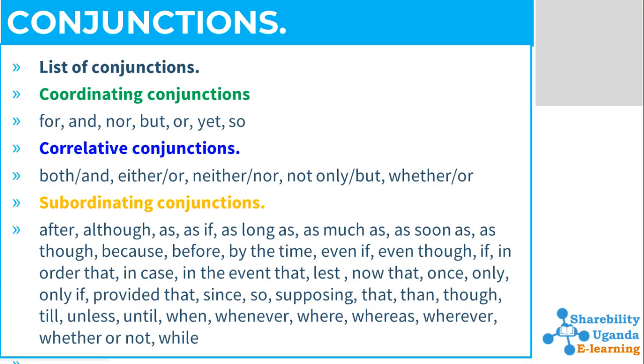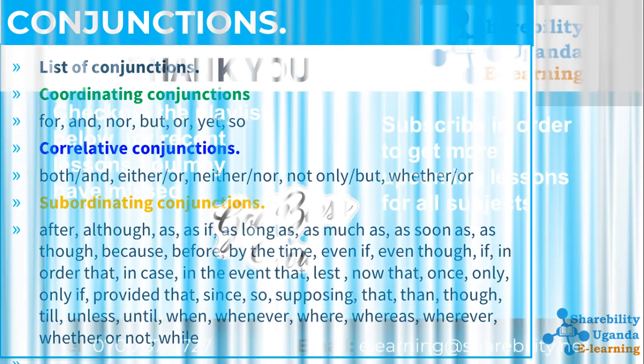Well, as we've come to the end of our episode, this is the list of conjunctions. We have coordinating conjunctions, which include for, and, nor, but, or, yet, and so. And correlative conjunctions, which include those listed below, and then also subordinating conjunctions.